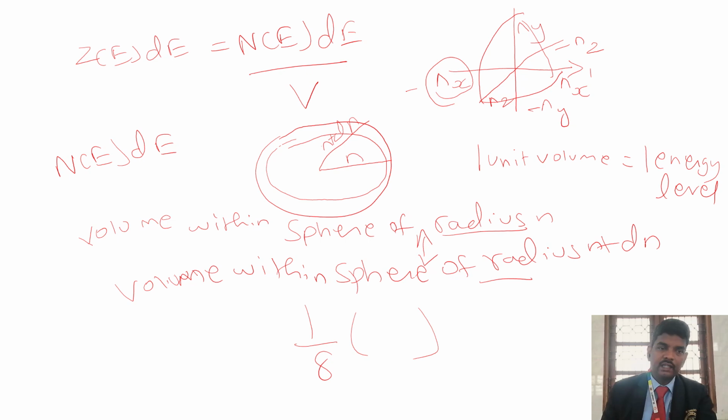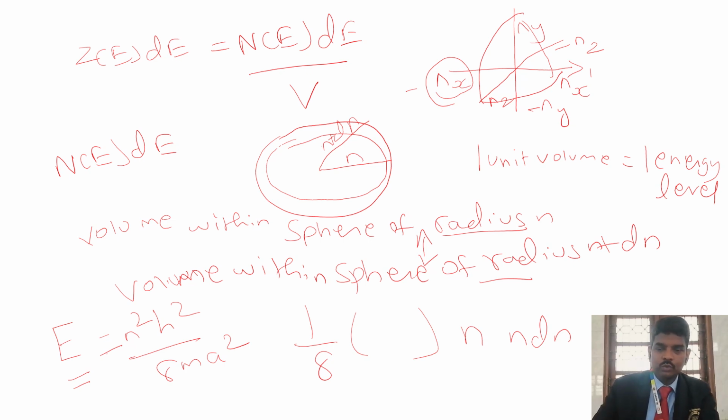And then I incorporate one concept, because E is equal to n square h square by 8ma square. In order to determine the values of n and n plus dn, I have to use this idea, which I learned in the particle in a one-dimensional box.